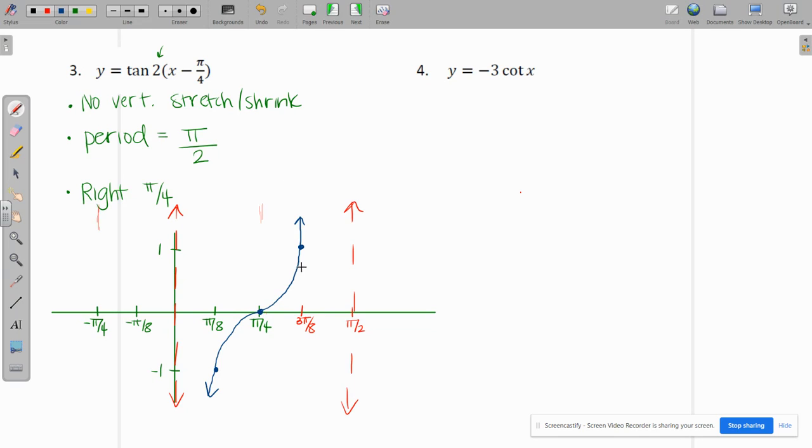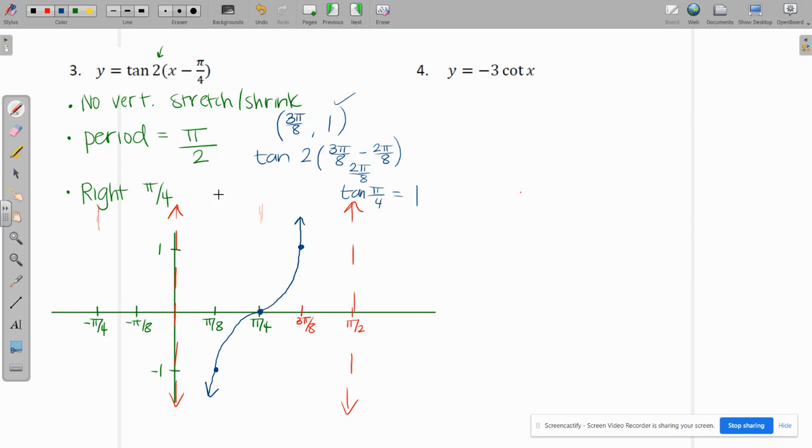And then again, I would always check a point. So 3 pi over 8, 1. If we wanted to check that, then we would be doing tangent of 2 times 3 pi over 8 minus pi over 4, which I'm just going to go ahead and write really quickly as 2 pi over 8, just so that these had a common denominator. So 3 pi over 8 minus 2 pi over 8 is 1 pi over 8, but then we're multiplying that times this 2. So this is really 2 pi over 8, which is really pi over 4. So we're looking for the tangent of pi over 4, which we know is 1, so it does check out.